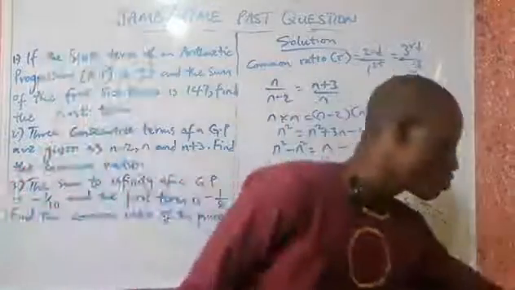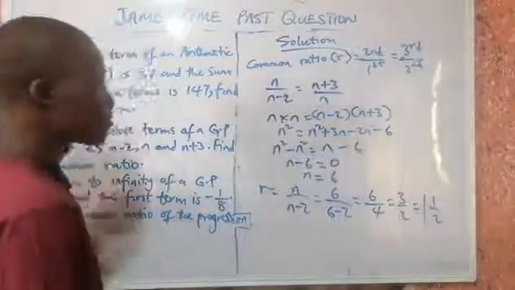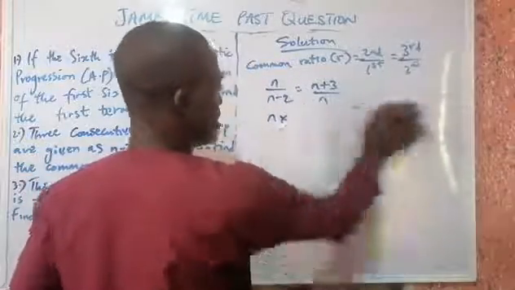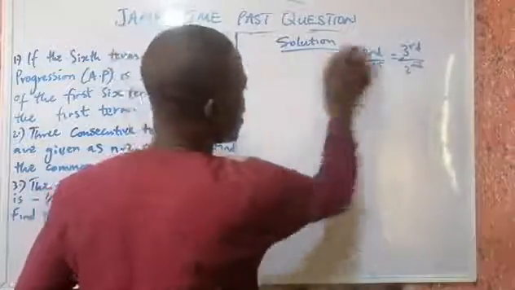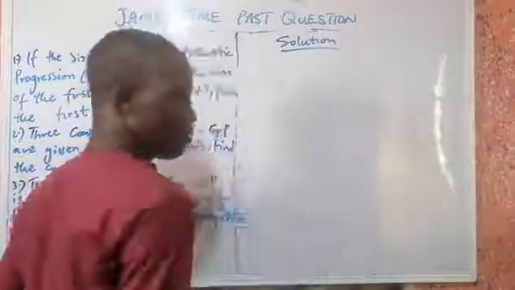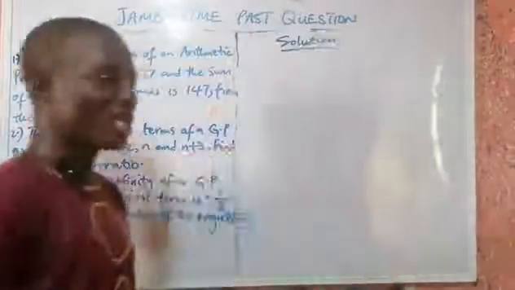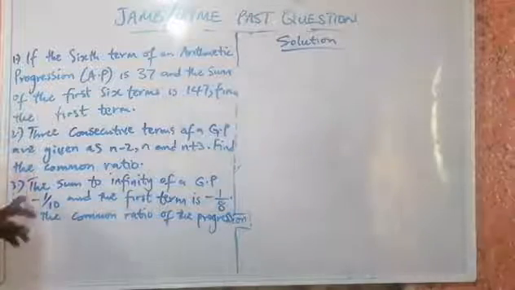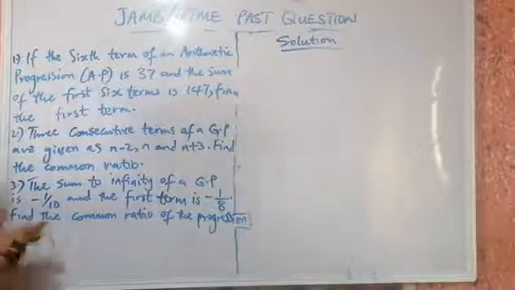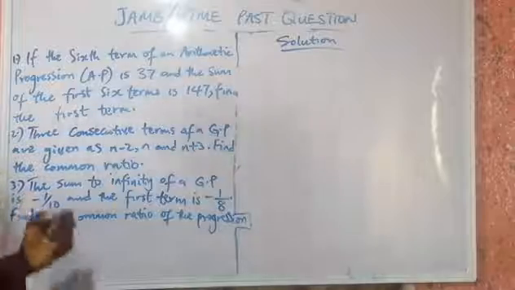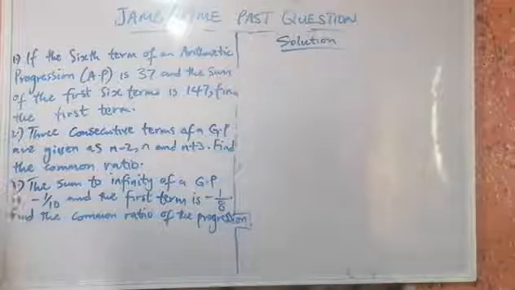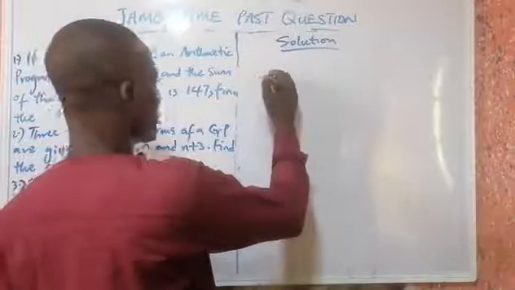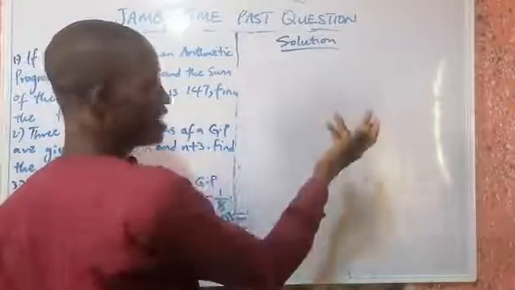So let's move to question number 3. Okay, we're almost done with this, and then you can begin to sample questions in this area from your past questions. So if you encounter any challenges, you can always reach out to me in the comment section. Okay, so in question number 3, the sum to infinity of a GP. So I hope you remember the formula for the sum to infinity when you are dealing with GP.